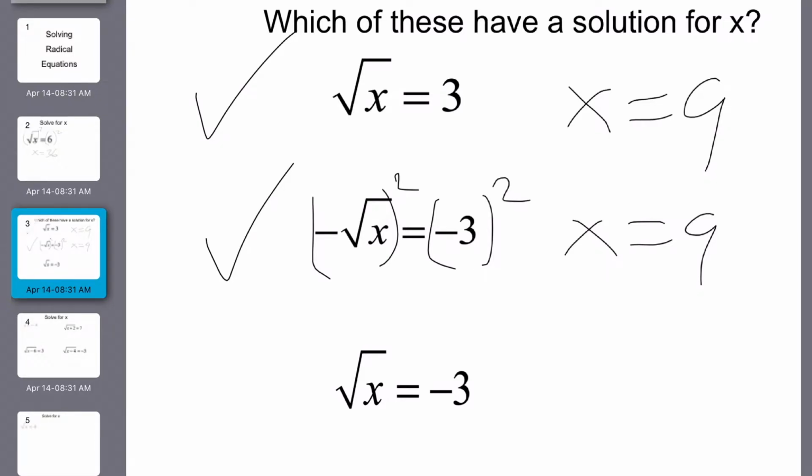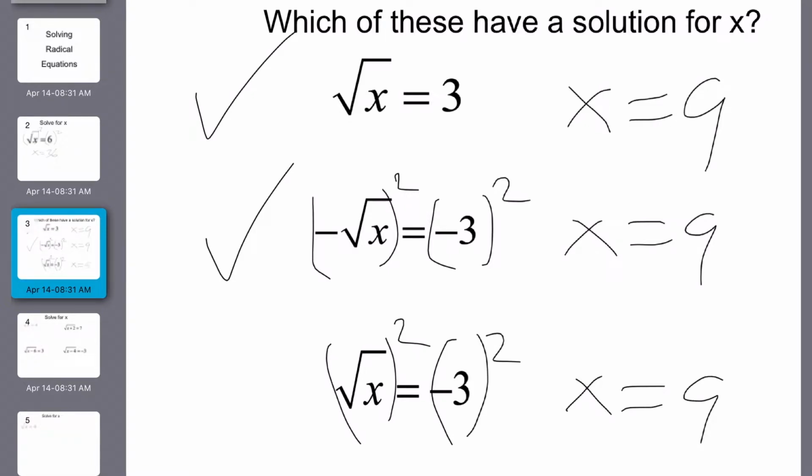Now, looking at the last one here, if I square both sides, I'm going to find again that x equals 9. And I plug that back in because I need to do that every time I solve a radical equation, just to make sure. And I can see that the square root of 9 is 3, and 3 does not equal negative 3. So this one does not have a solution.